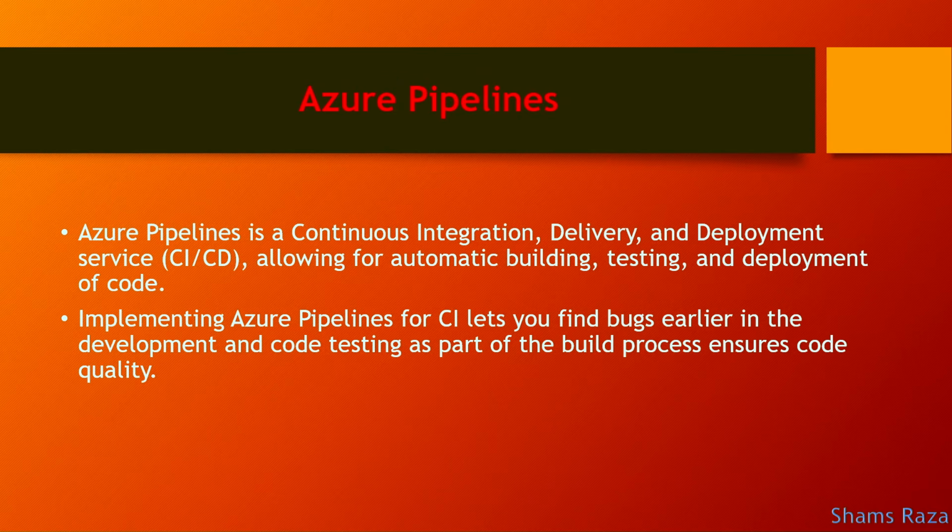Azure Pipelines. Azure Pipelines is a continuous integration, delivery, and deployment service for CI/CD, allowing for automatic building, testing, and deployment of the code. CI/CD is one of the fundamental tools of DevOps implementation strategy, and implementing Azure Pipelines for continuous integration of code lets the developers find bugs easier and earlier in the development and code testing phase as a part of the build process, and thus ensuring the code quality.